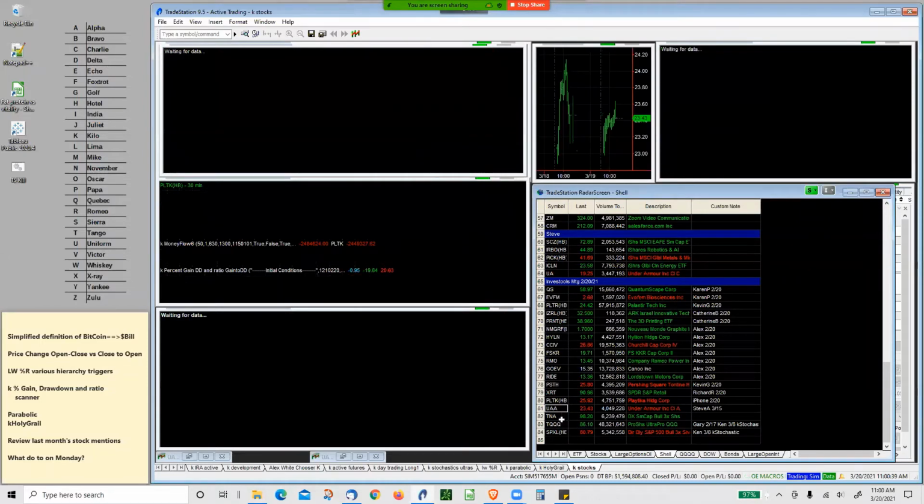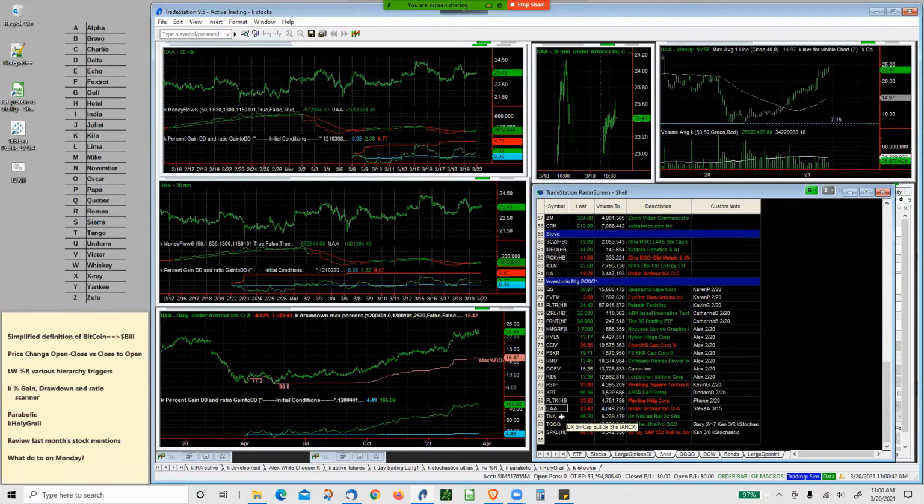There's Steve, the one I was just mentioning, the Under Armour. Money was flowing in really great, and then it dropped. So we have a slight gain, but I don't know. I haven't looked at it relative to the 15th here. Looks like it's basically flat since the 15th.